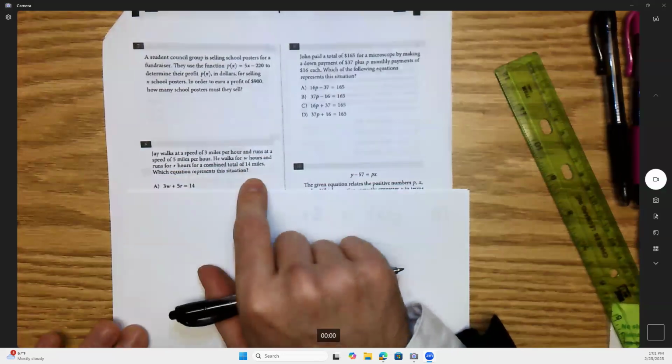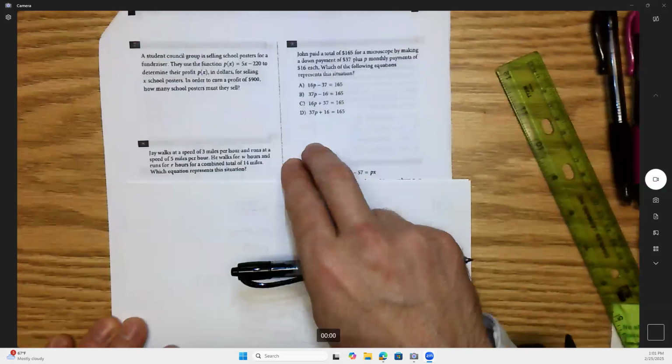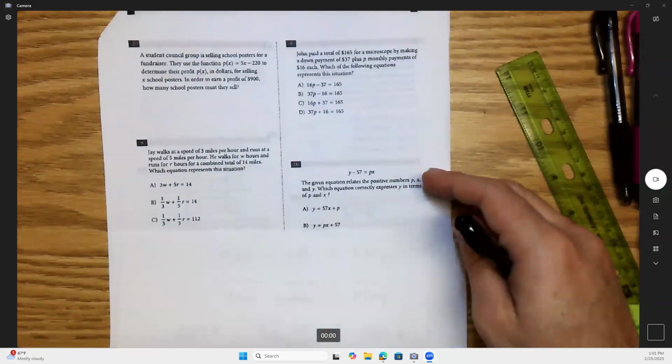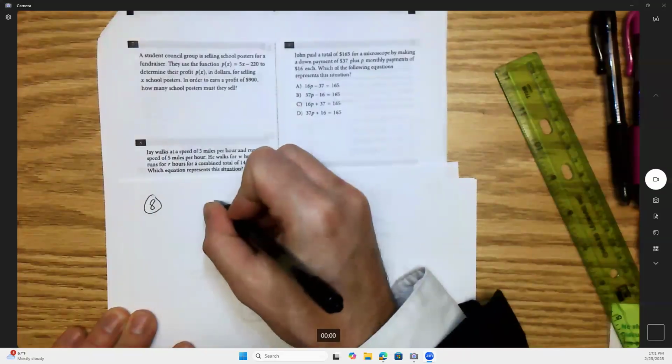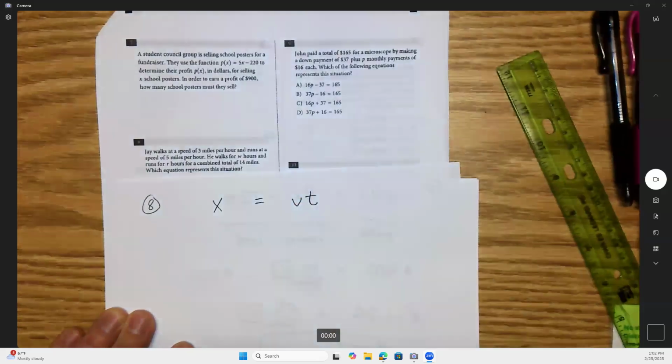Okay. He's going to travel a total of 14 miles. Which equation represents the situation? Now, glance at the answer choices. Okay, so you can see kind of the format they're looking for. Let's create this whole thing from scratch. It's going to follow this basic format: distance equals speed times time. Straight from this class. That looks familiar.